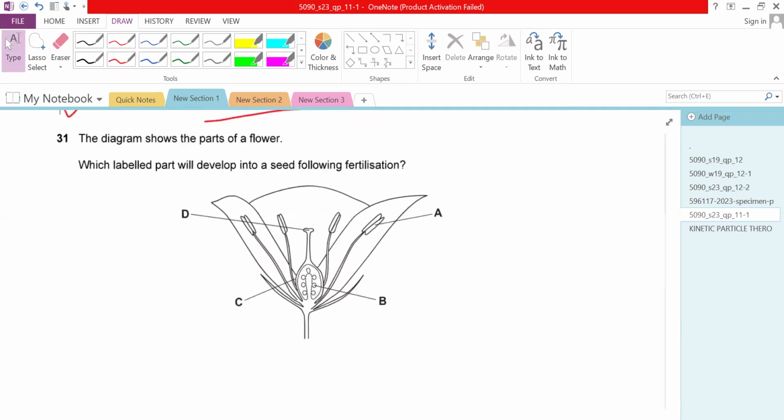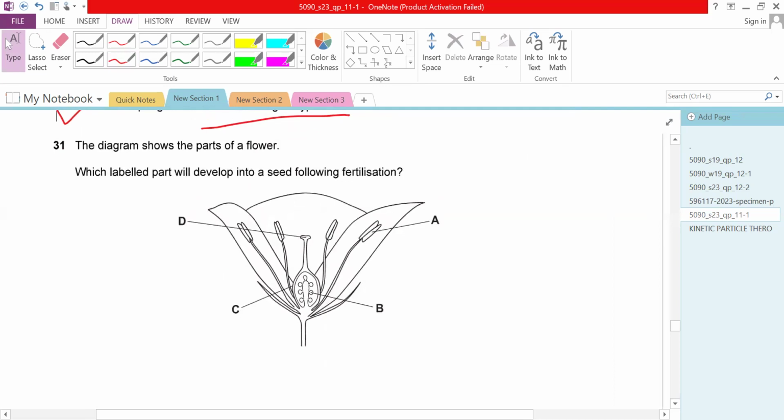The diagram shows the part of a plant. Which labeled part will develop into a seed following fertilization? Okay, so the B part will develop into the seed, which is the ovule.